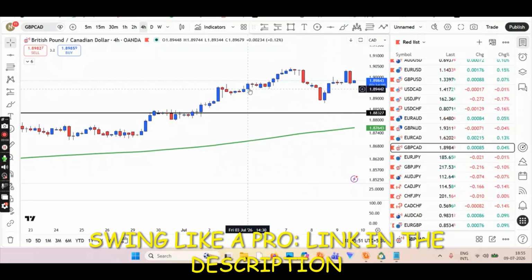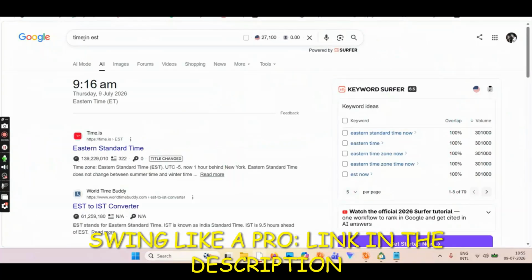The pair is GBPCAD. So let's check the date and the time right now. Refresh. Currently it is 9:25 a.m. Thursday, 9th of July 2026 in EST. So let's get back to the chart.